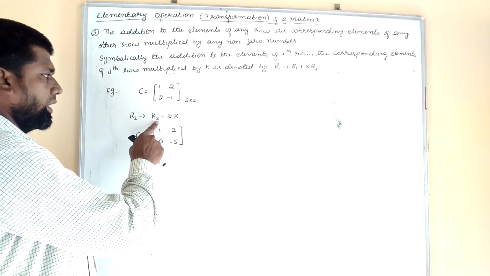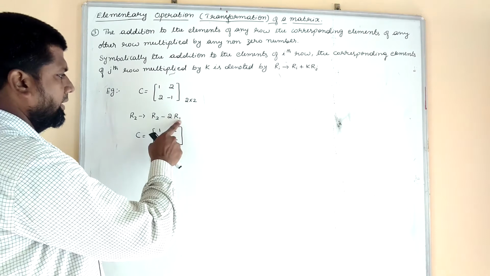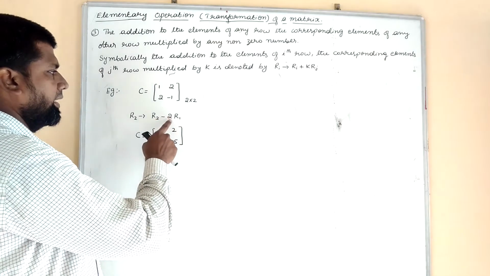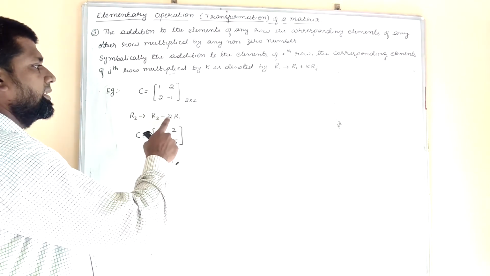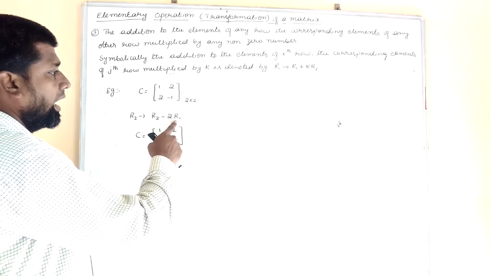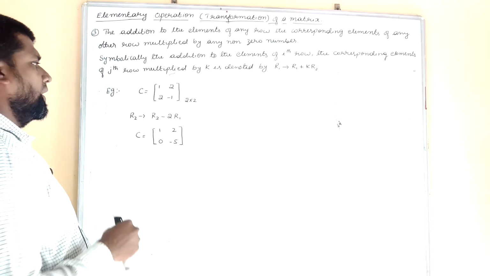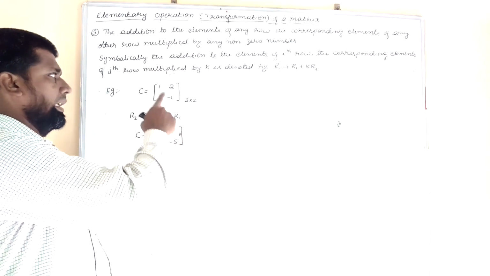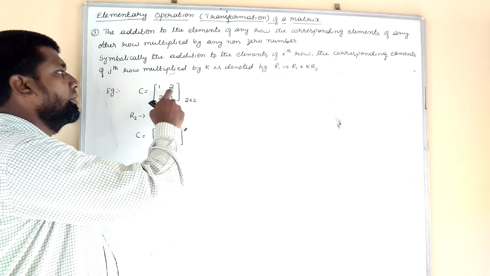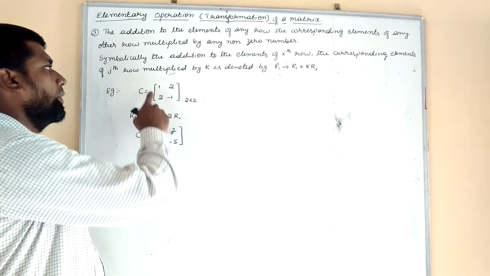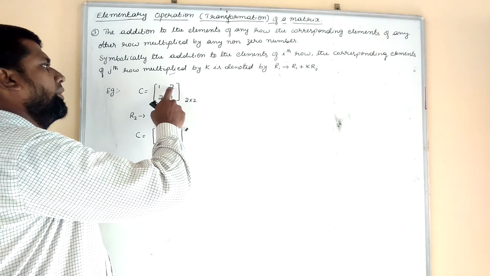R2 changes to R2 minus 2R1 means R2 should be subtracted with 2R1. 2, the scalar multiple, is multiplied with R1. So R1 is this one: 1 and 2 is R1, the first row. I am multiplying it with the number 2. 2 into 1 is 2, then 2 into 2 is 4.